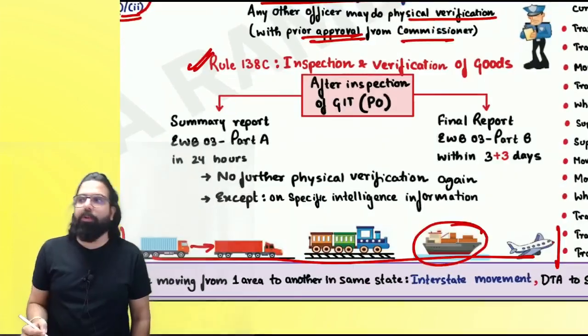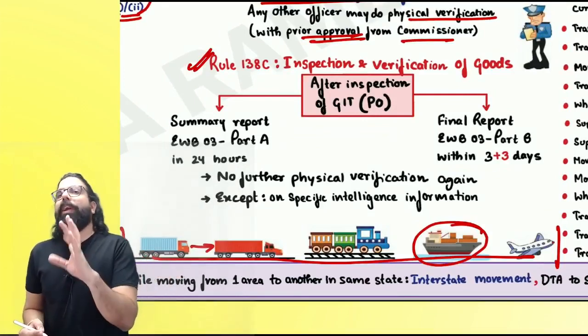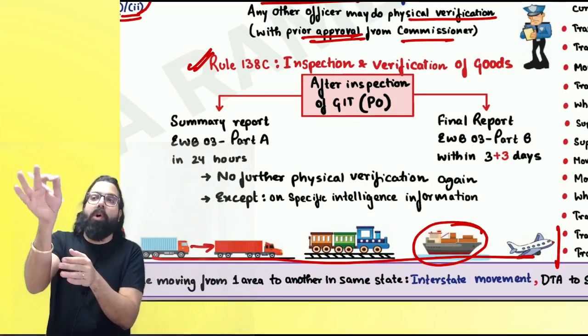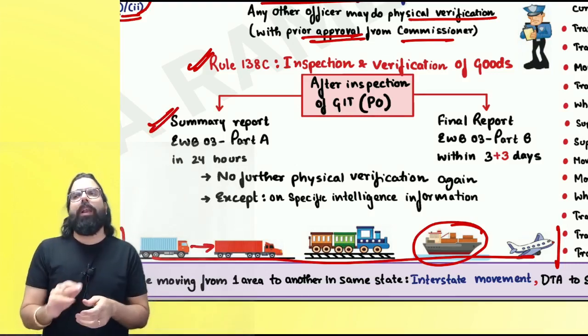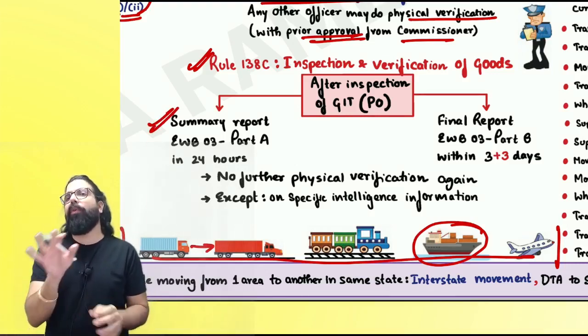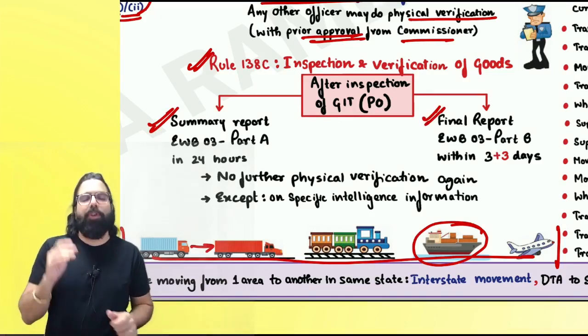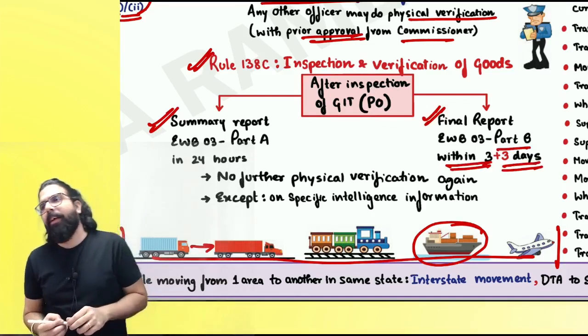Always remember, once they do the physical verification, they don't do the physical verification a second time. How? Because once the officer does the physical verification, he will go online and upload a summary report within how much time? 12 hours. Sorry, 24 hours. And sir, then he will upload a final report in GST EWB 03 Part B within 3 days, plus an extension of 3 days can be given to him.